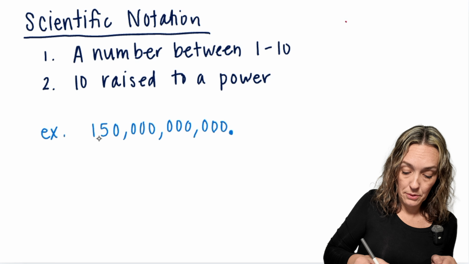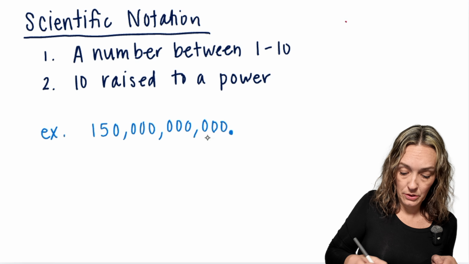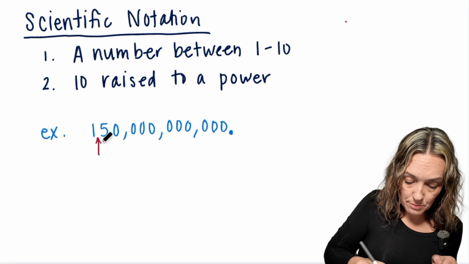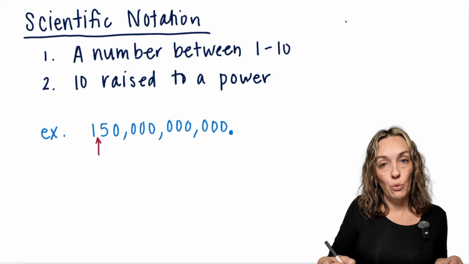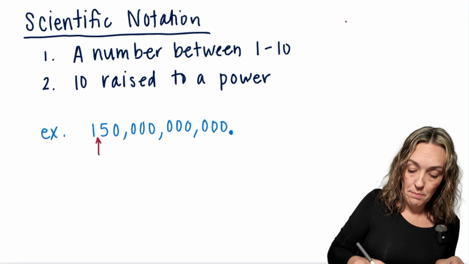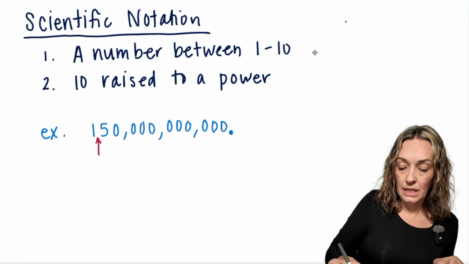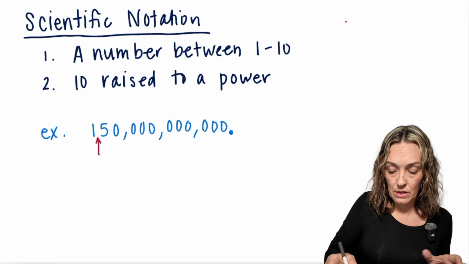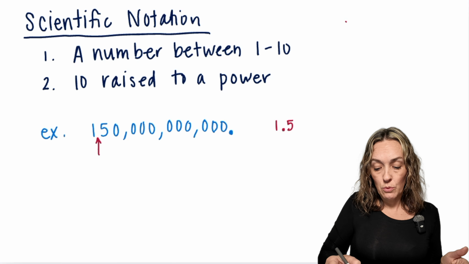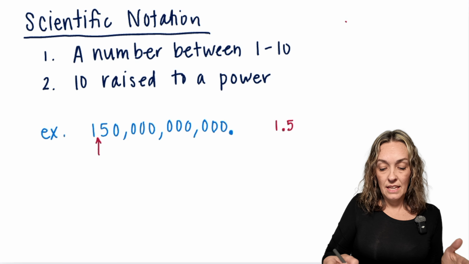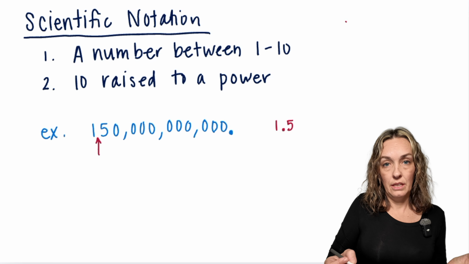If I look at my number here, I'm going to move the decimal from its current location to a spot that gives me a number between 1 and 10. The only place that works in this number is between the 1 and the 5. If I put it after the 5, I would have 15, and now I'm out of my 1 to 10 range. So I'm going to put the decimal in its new spot right between the 1 and the 5. But when I do this, clearly 1.5 is not the same value as 150 billion.